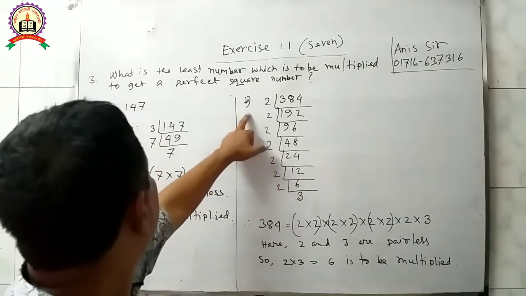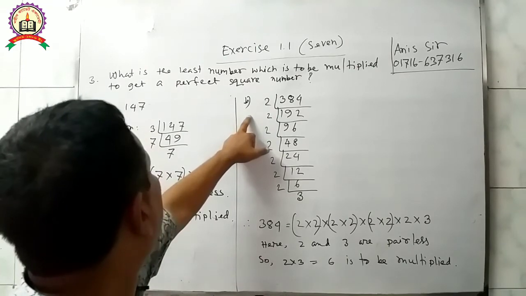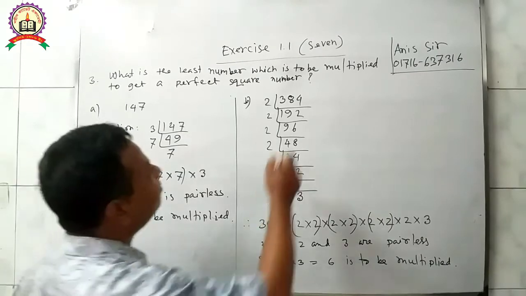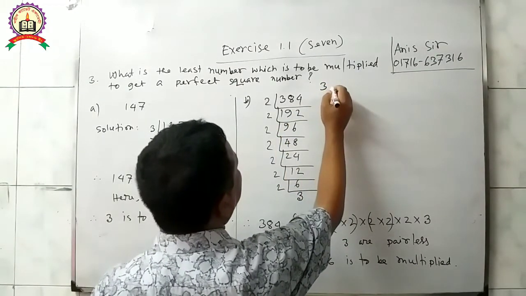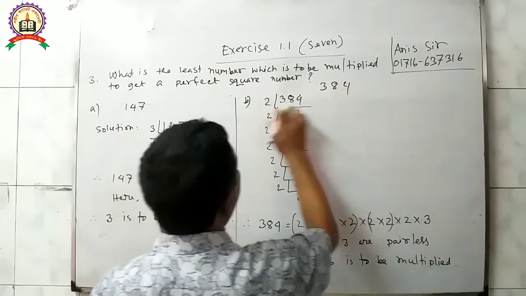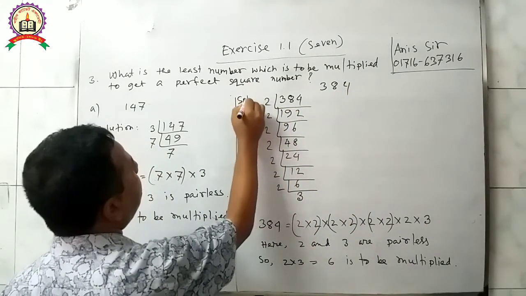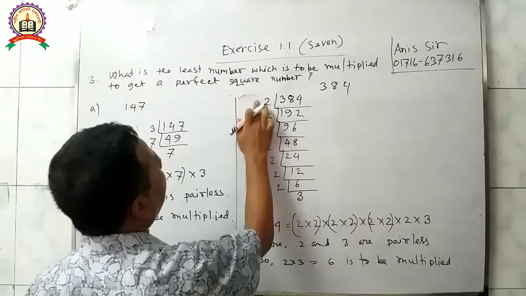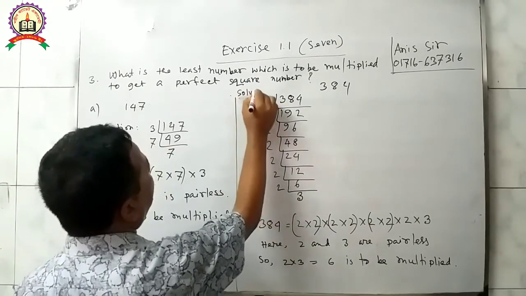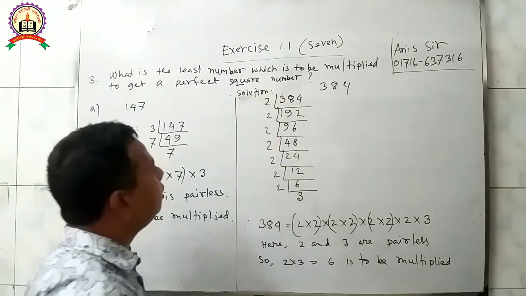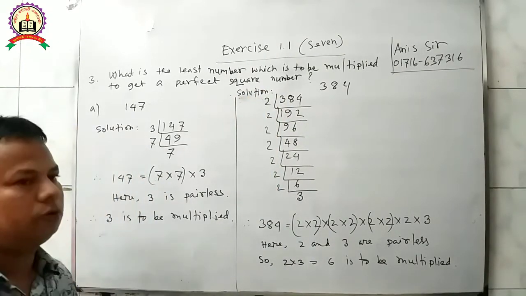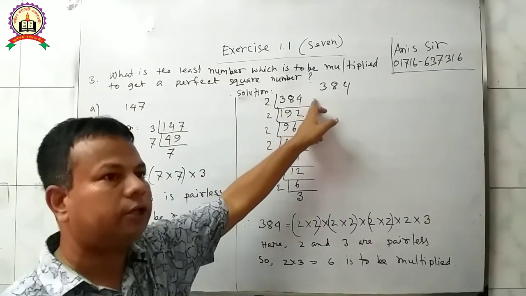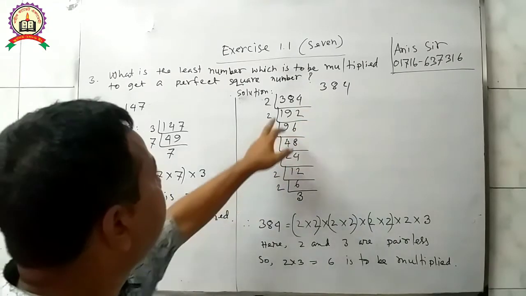B, the number is 384. So solution: in the same way, at first we have to find out the prime factors of this number.